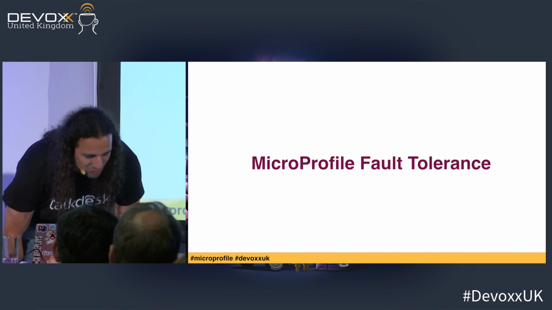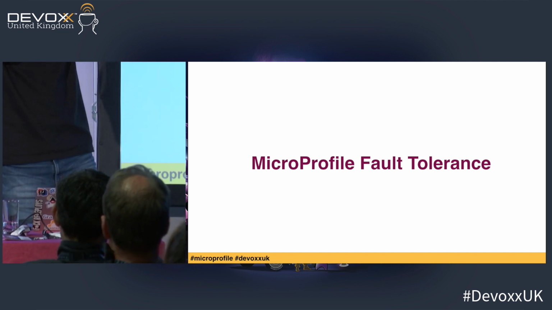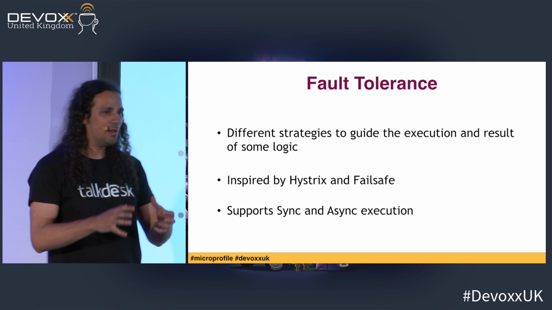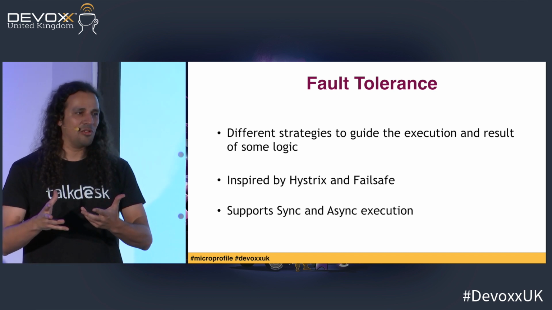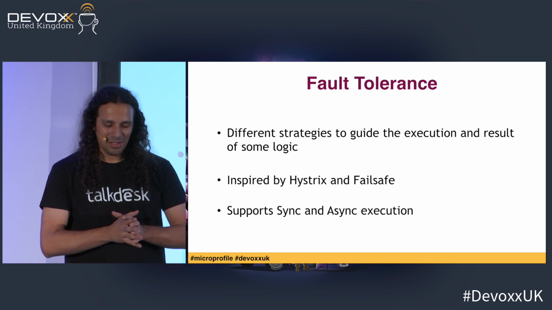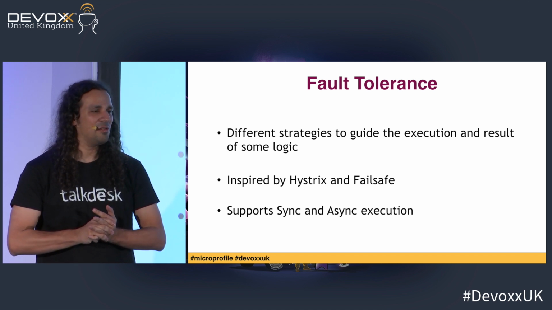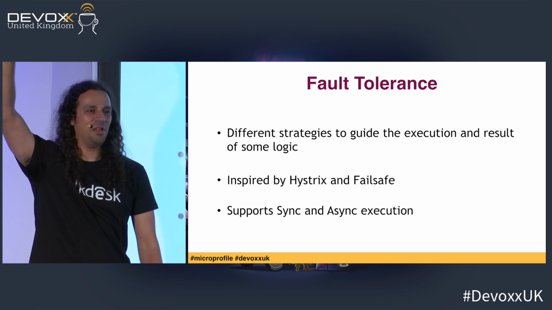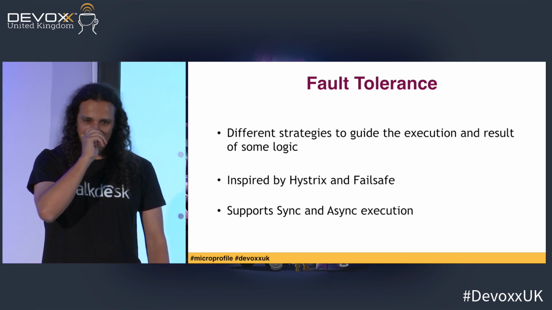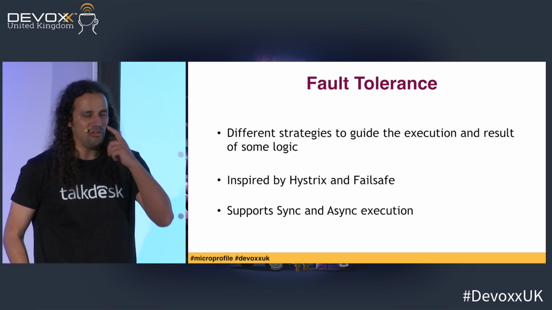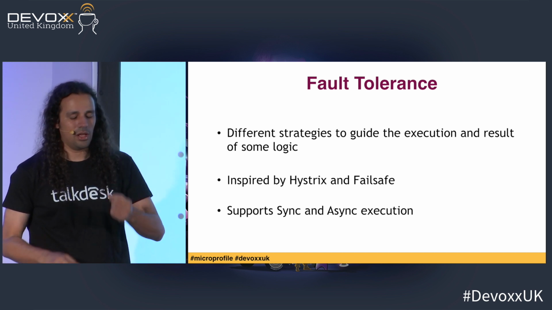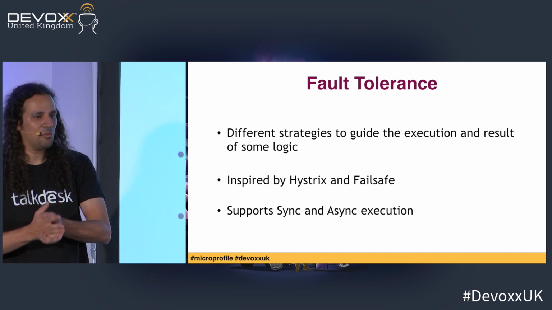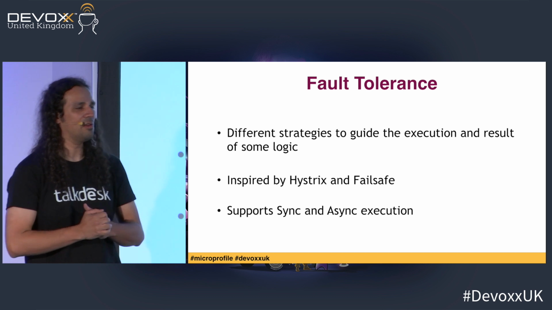So the next thing I'm going to show you is MicroProfile Fault Tolerance. So how about fault tolerance? Fault tolerance allows you to have different strategies to guide the execution result of a piece of code. And it's heavily inspired by Hystrix and Failsafe. Who heard about Hystrix and Failsafe before? Okay, most of you. And well, it does support sync and async execution. So the idea here is you'll use fault tolerance to do stuff like circuit breakers, retry, timeouts on services, and so on and so forth.